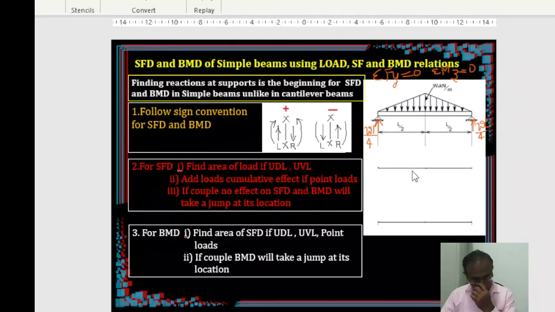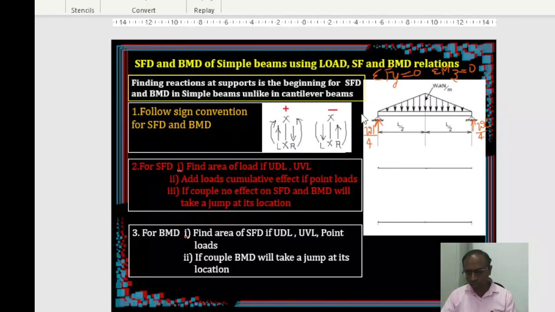Now you can start drawing the shear force diagram using the relationship between loading and the shear force. Okay, so for that, as we told, first thing is we should start with the sign convention. As the sign convention says, when you are on the left of the section, if you are having upward reactions, then you take them positive. Draw on the positive side, that is on the upper side.